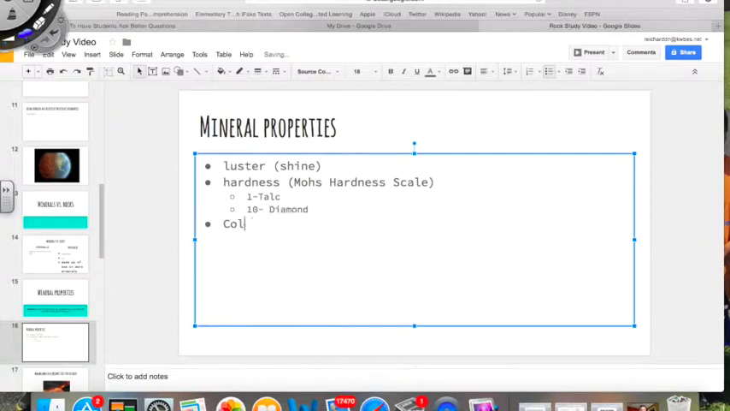Okay, you could also test the color. You just look at the color. The streak, that's when we actually use the streak plate. And also the cleavage, you know, the fracture. How does it break? Okay. So these are the properties tested by scientists when trying to identify different rocks and minerals in nature.